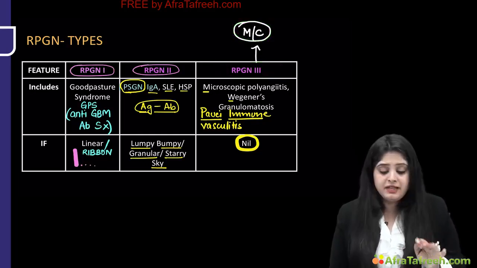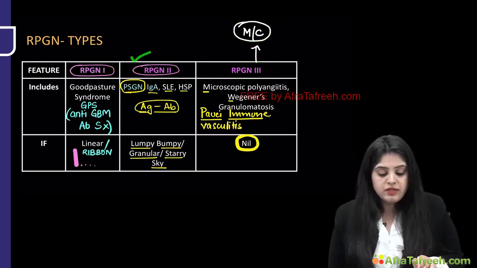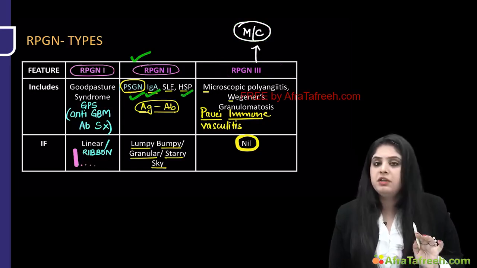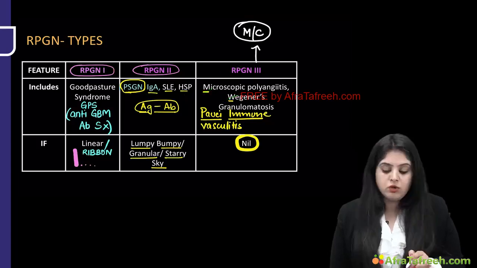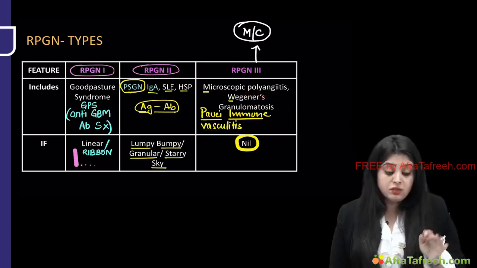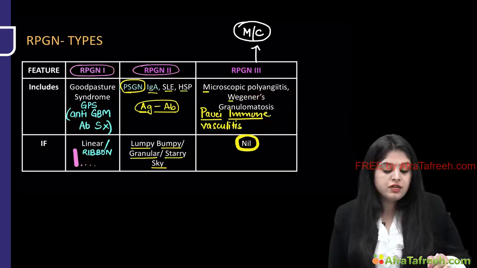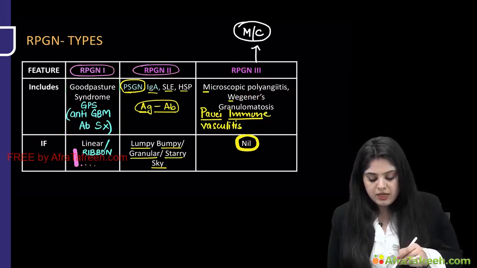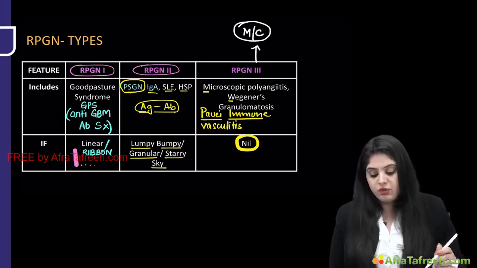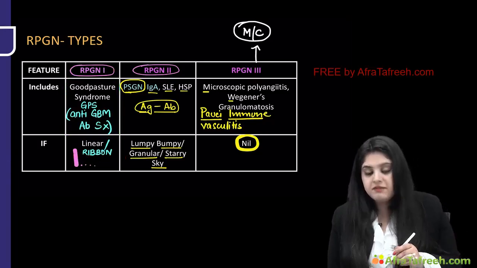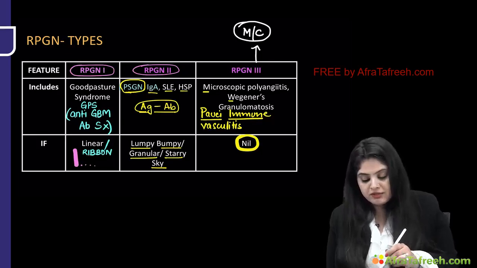We've done the basics. RPGN type 2 variety, PSGN, IgA, HSP, I've studied. RPGN type 3, that is microscopic polyangiitis and granulomatosis with polyangiitis, we have already studied in vasculitis. The only disease that I have not studied over here is Goodpasture syndrome. So I'm going to go ahead with that now. Goodpasture syndrome is very famously known as the 1, 2, 3, 4 disorder. It's personally my favorite kind of disorder, so that is what I'll start with.